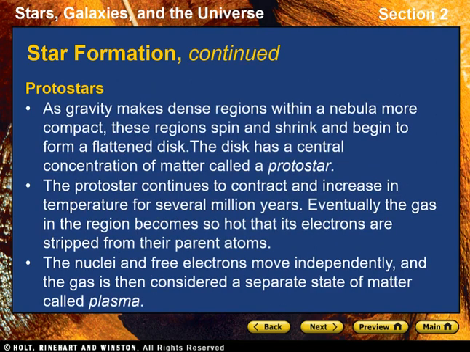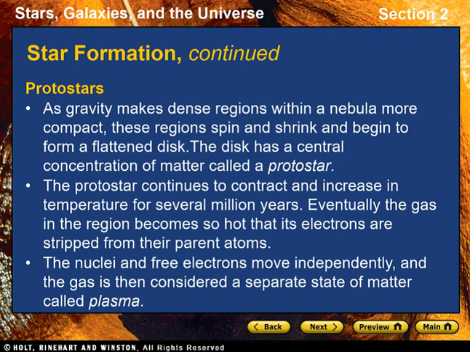Protostars. As gravity makes these dense regions more compact, any spin the region has is greatly amplified. The shrinking, spinning region begins to flatten into a disk that has a central concentration of matter called a protostar. This heat energy causes the temperature of the protostar to increase. The protostar continues to contract and increase in temperature for several million years.